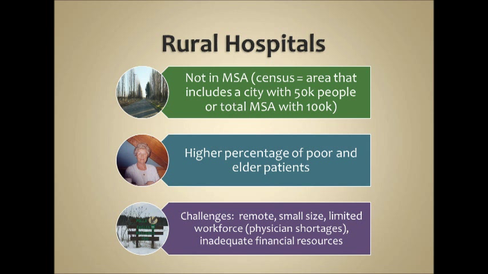Like I'm in Boston. Boston kind of radiates out, and so it's a big MSA. But a lot of Illinois, for example, a lot of Minnesota is not in any sort of MSA, even where there are bigger cities. These areas have a higher percentage of poor and elder patients, and remember, those are the people who really need the health care. And it's really a challenge being out in a remote area, having a small size, having a limited workforce. There are physician shortages, and a lack of financial resources make it all the harder to deliver health care to rural areas.